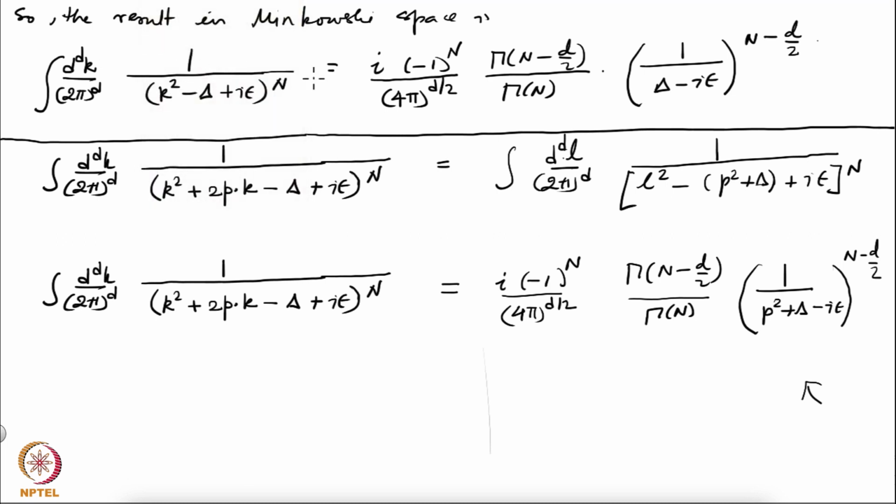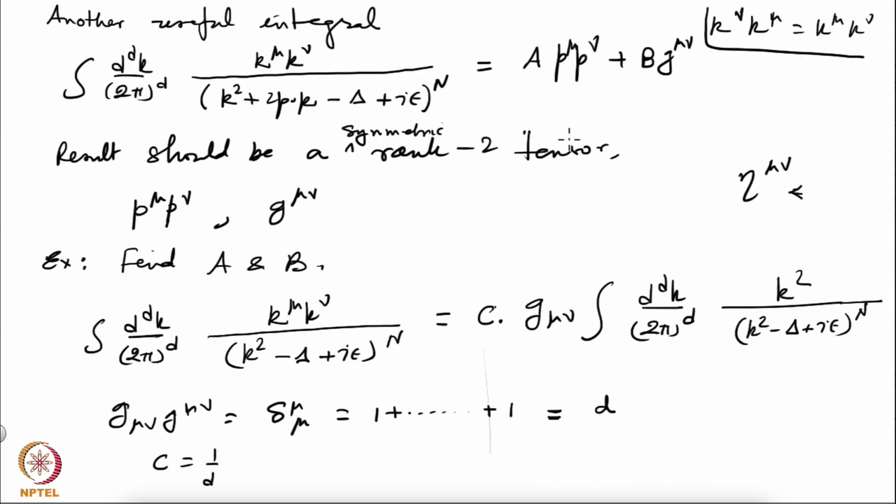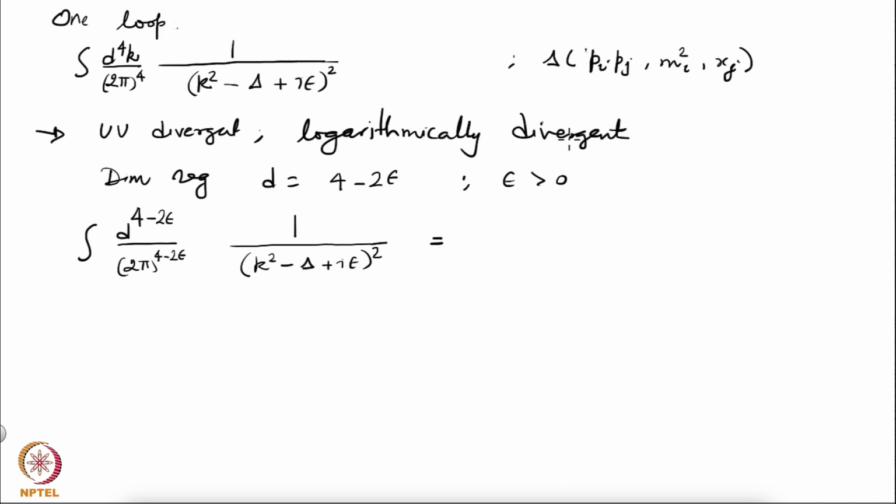I will not copy and paste it there. You can verify that what I am doing is correct. So in that formula that I showed to you, I'll put d equal to 4 minus 2 epsilon. It has a minus 1 power capital N, so capital N is 2. Then you have 4 pi to the power d over 2, which becomes 2 minus epsilon.